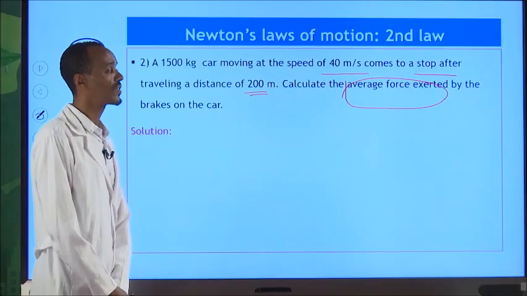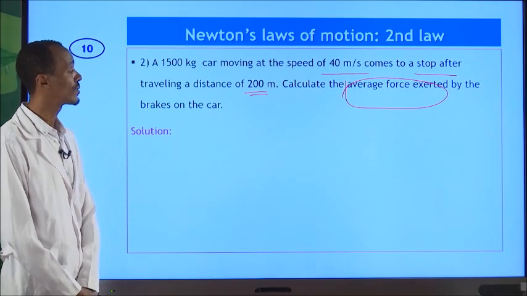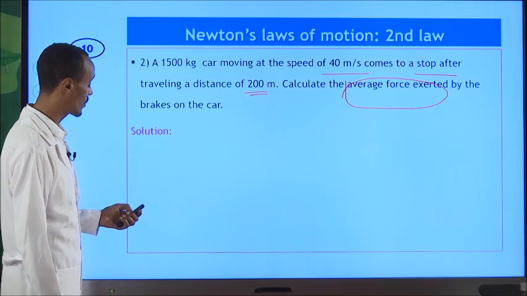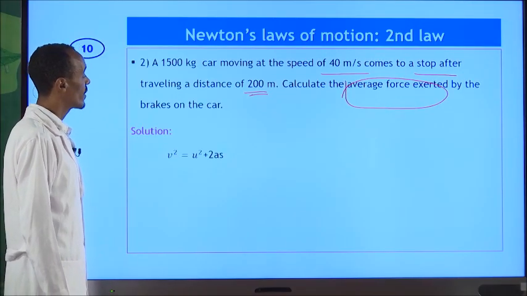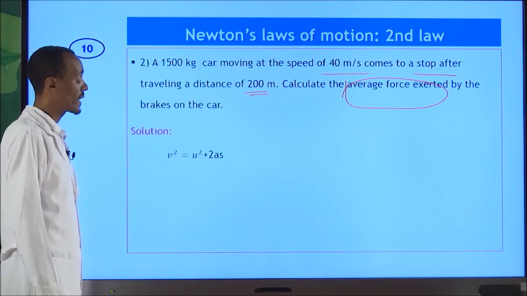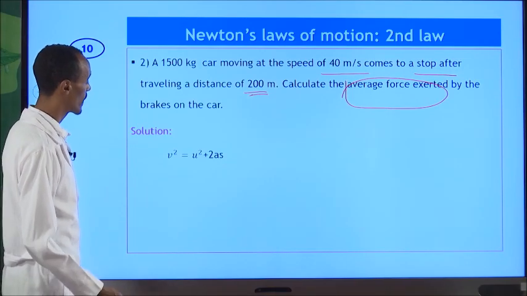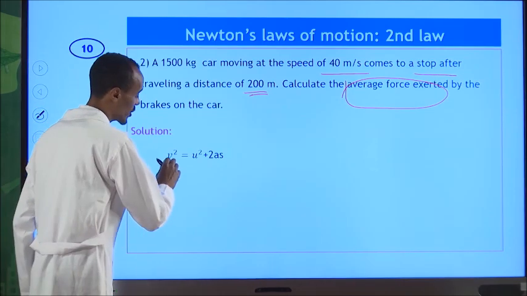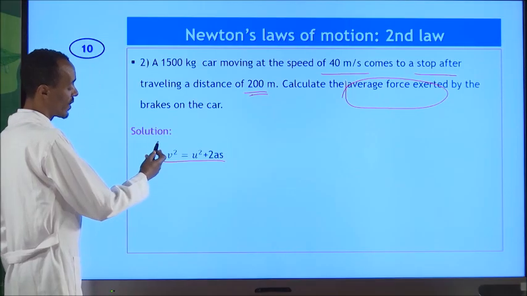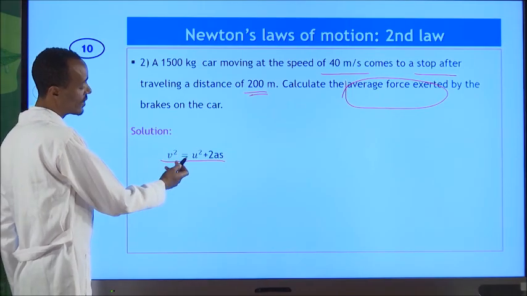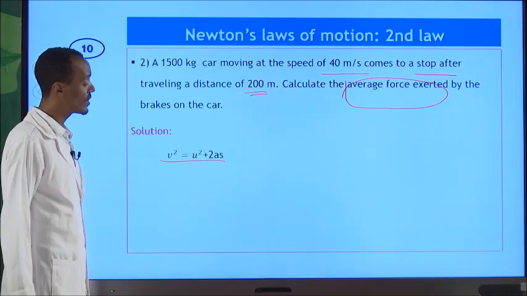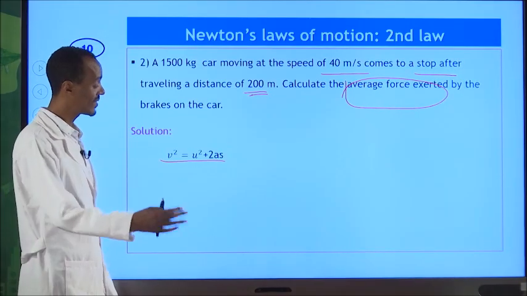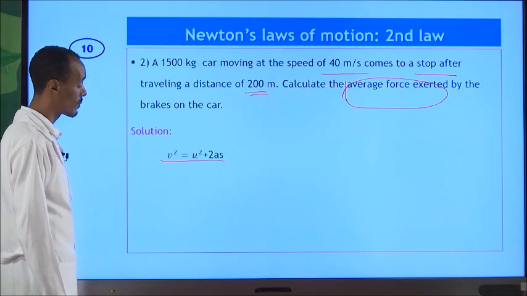Okay, thank you, students. I hope you have tried to calculate the average force exerted. Now, let's see it together. There are 4 equations of motion in uniformly accelerated motion, and from the fourth one we can find the acceleration of the object. The final velocity squared equals the initial velocity squared plus 2 times the acceleration times the distance, or the displacement covered by the moving body.